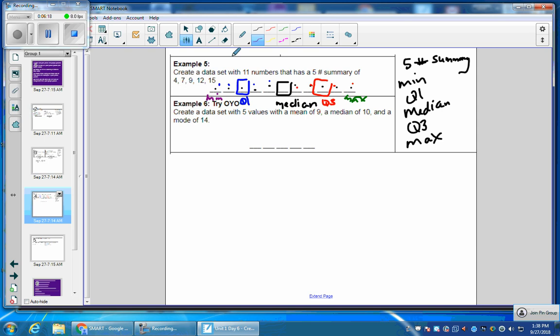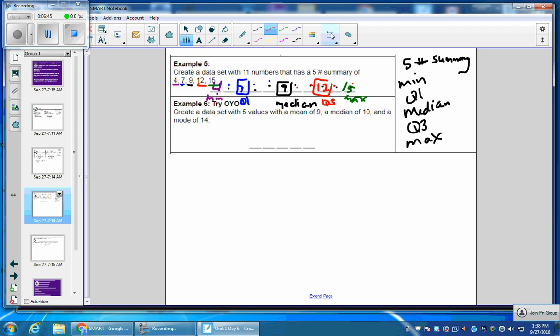All right, so my minimum is this number here, 4. My maximum is 15. My median is the middle number right here, so my median is 9. My Q1 is right here in between, is 7. And my Q3 is right here at 12.